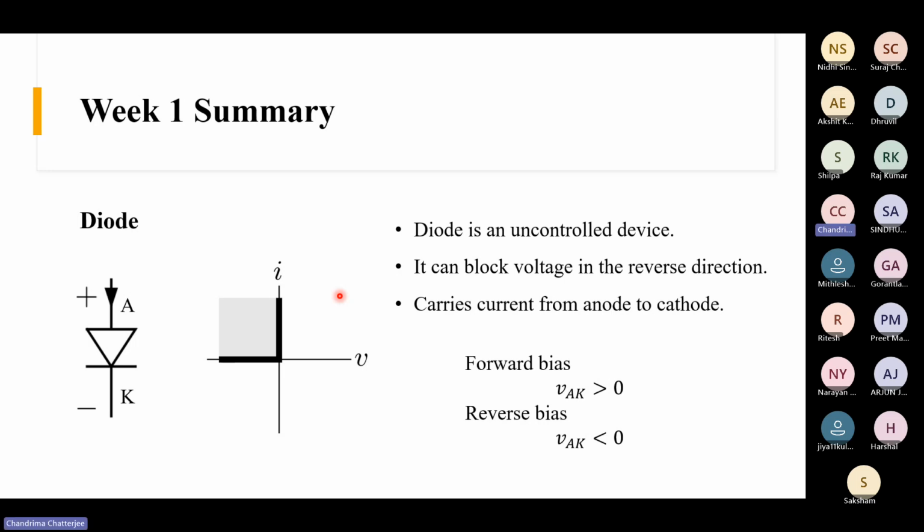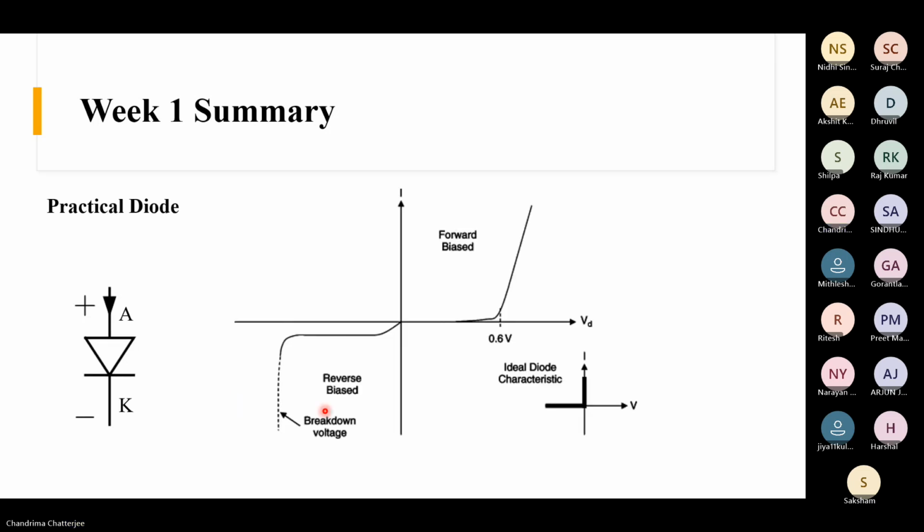Now we will proceed to see what an actual practical diode characteristic is. This is the ideal diode. Obviously we don't get this kind of characteristic in real life. There are some non-idealities associated with a diode. So this is the characteristic of a non-ideal diode, right? Earlier, this is the ideal diode characteristic. So the locus is the positive y-axis and negative x-axis, right? The x-axis is voltage and the y-axis is current.